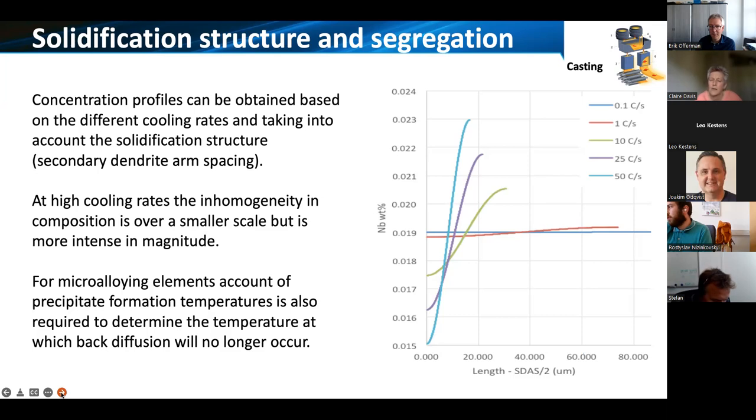And here we can see that as you go to faster cooling rates, so the 50 degrees per second, you have a much sharper segregation profile, but over a much finer length scale.